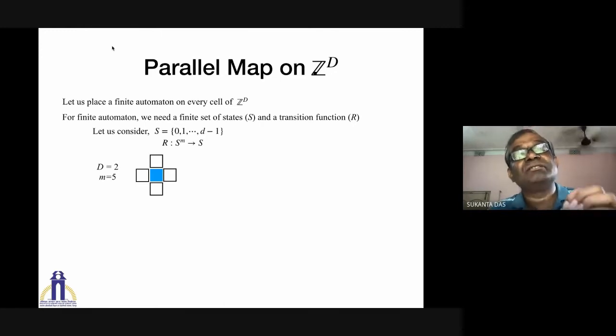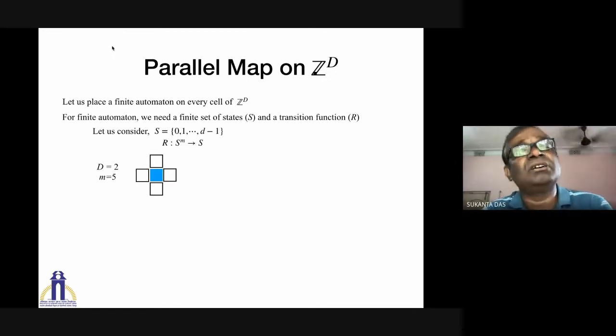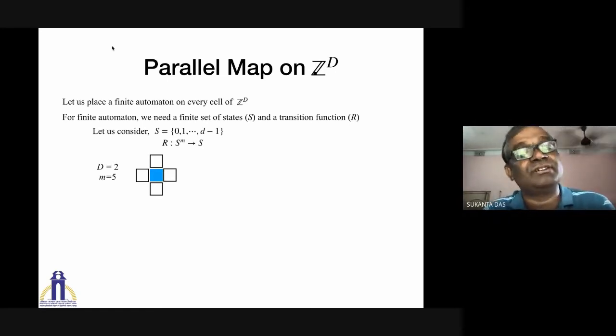Some of its neighbors. So here in this particular figure, I have taken n equal to 5. I wanted to mean here that 2 left, right, up, down. There are 4 cells which are adjacent to the blue cell, the center cell. So how I am defining this R, the transition function for my finite automaton, it is taking input from the states of the white cells shown in the figure. In this way, I am defining the transition function for the grid, or for the lattice.